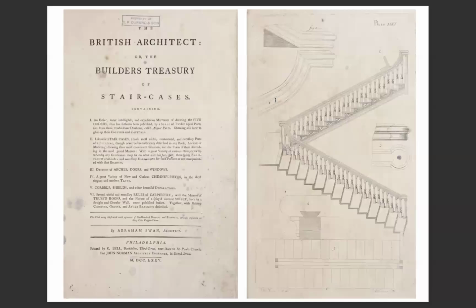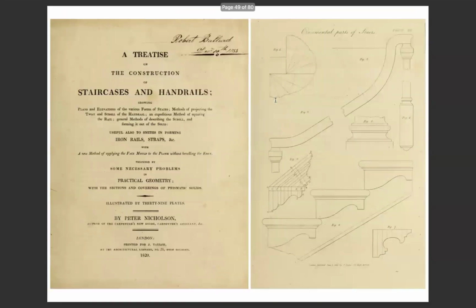This one, a very eloquent name, Builder's Treasury of Staircases, is one of the first books in English to talk about staircases, how to design them, and some ideas. It's mostly centered on timber staircases. The reason is because the carpenters were much more open to share their secrets than the stonemasons. So that's why normally for the stonemasons you don't have many books, but for carpentry you have quite a lot.